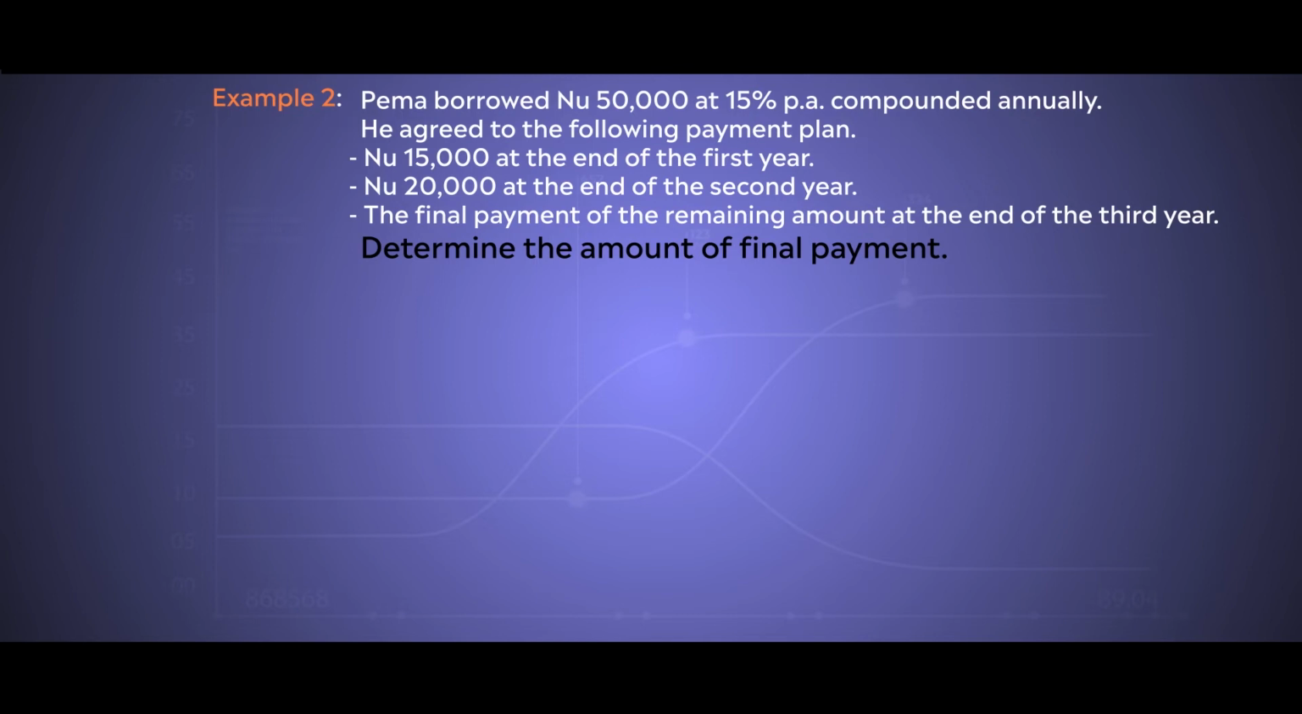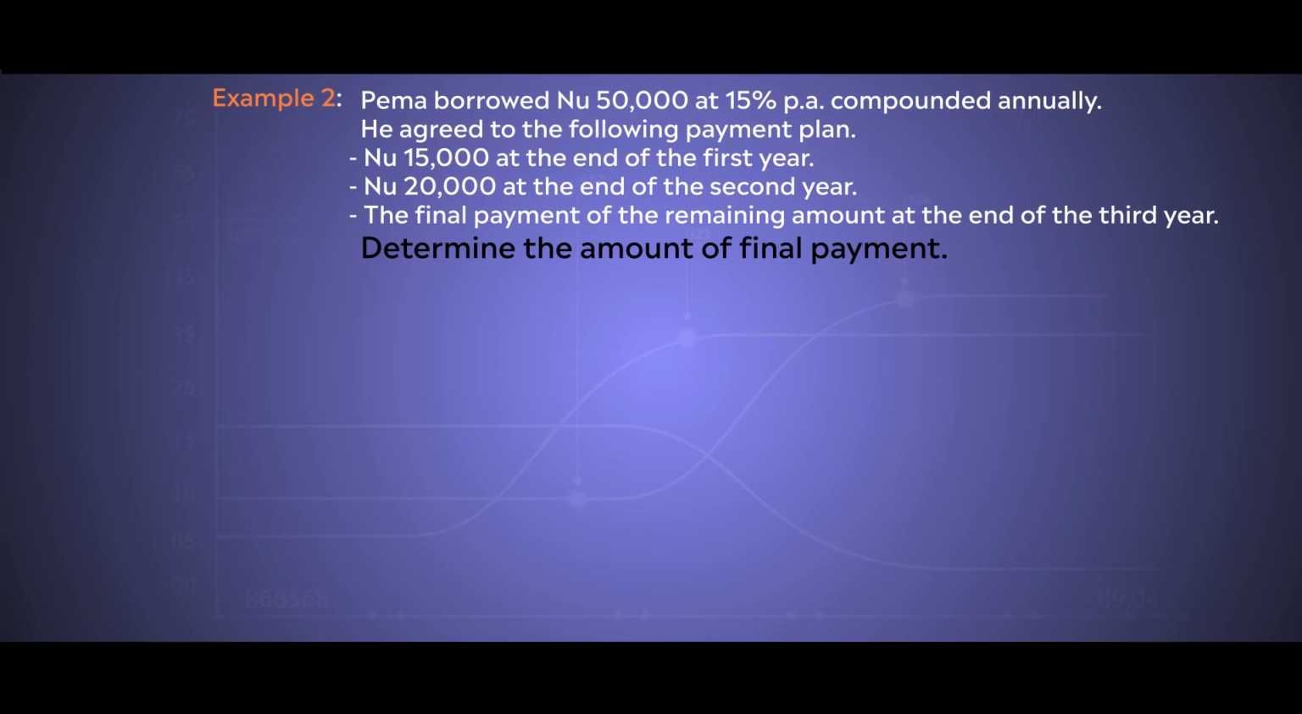Borrowed, invested or deposited, they are the principal. The keywords are borrowed, invested or deposited. By these three keywords, you should be able to know the principal. 15% is the rate of interest. And compounded annually, that is the number of interest periods. It is the compounding frequency. So annually means, as I said, n will be equal to 1. The time period will be after every 1 year.